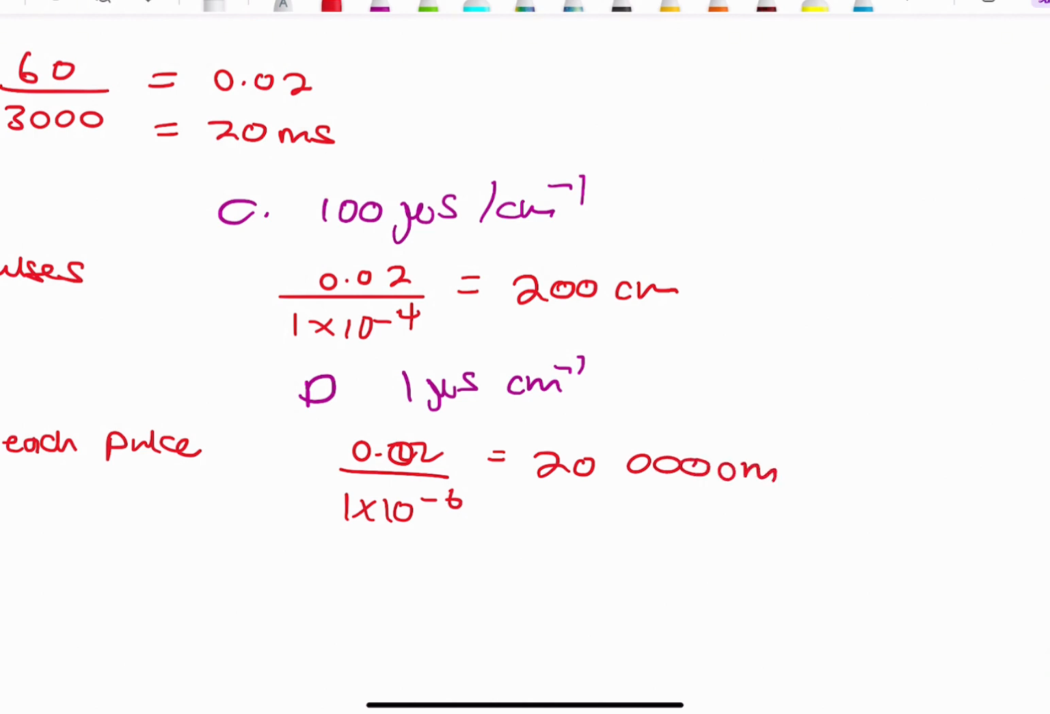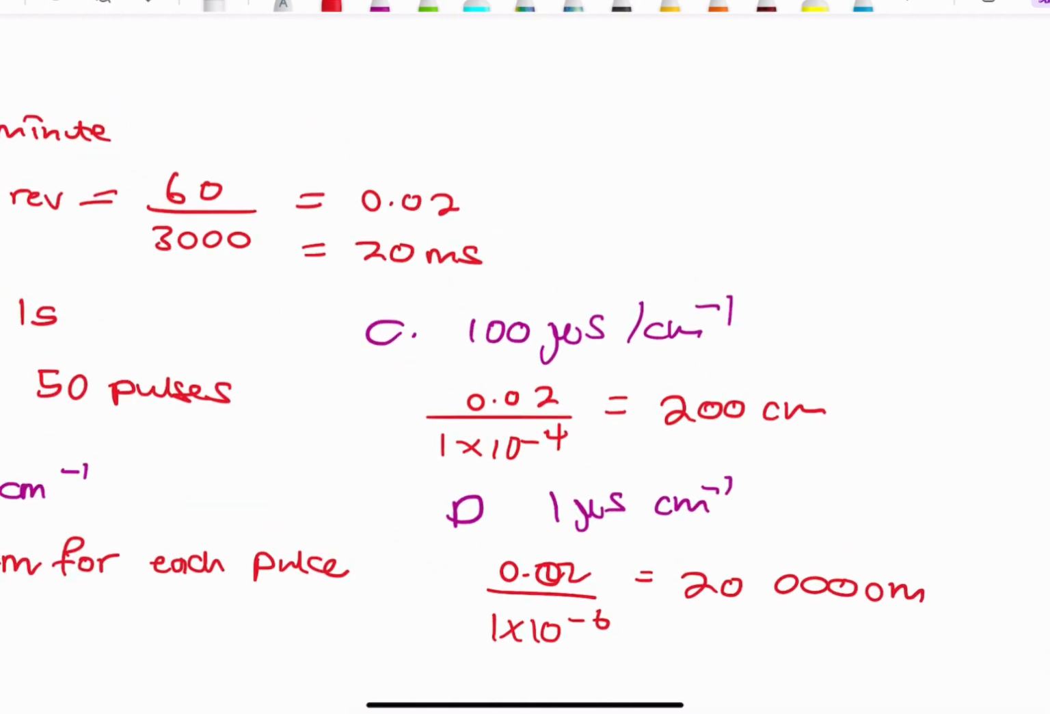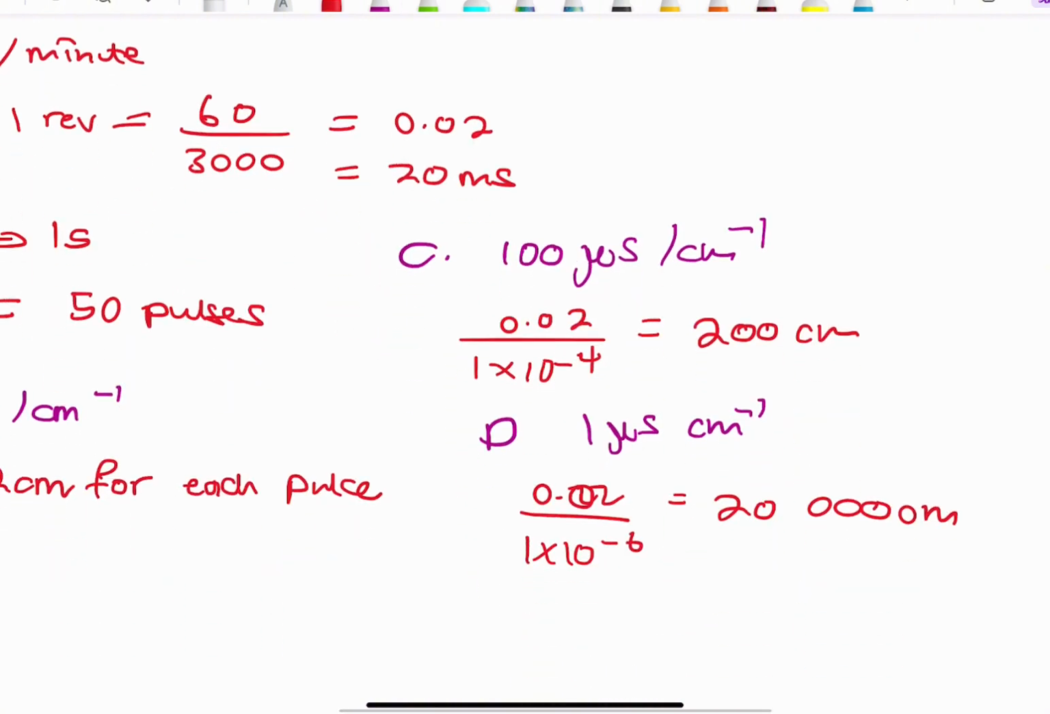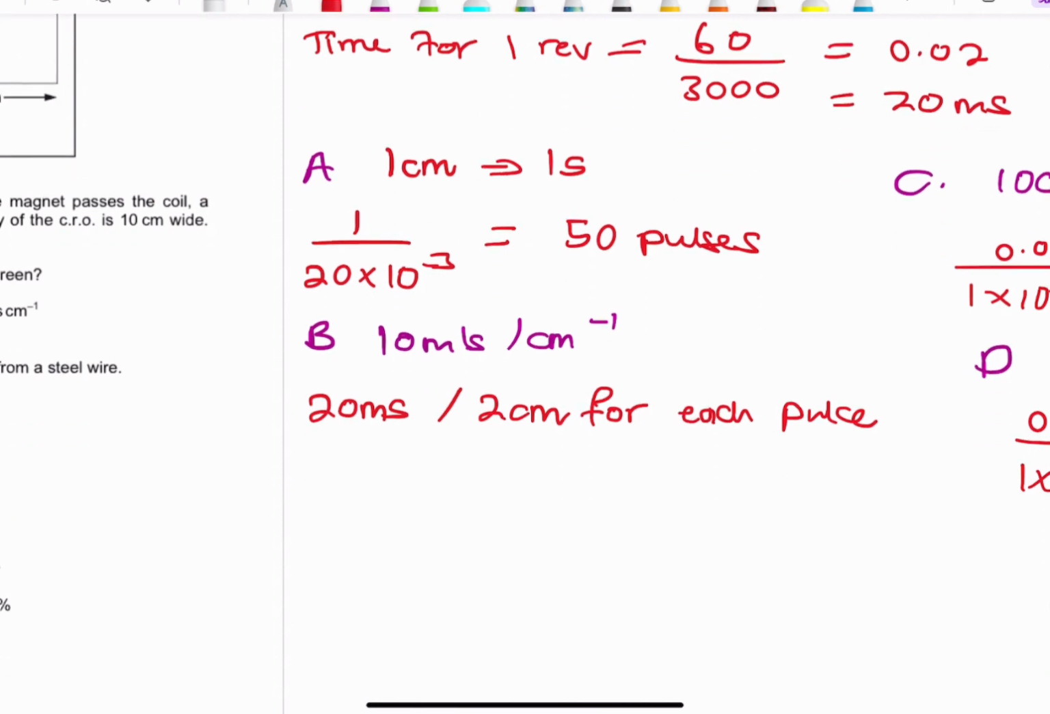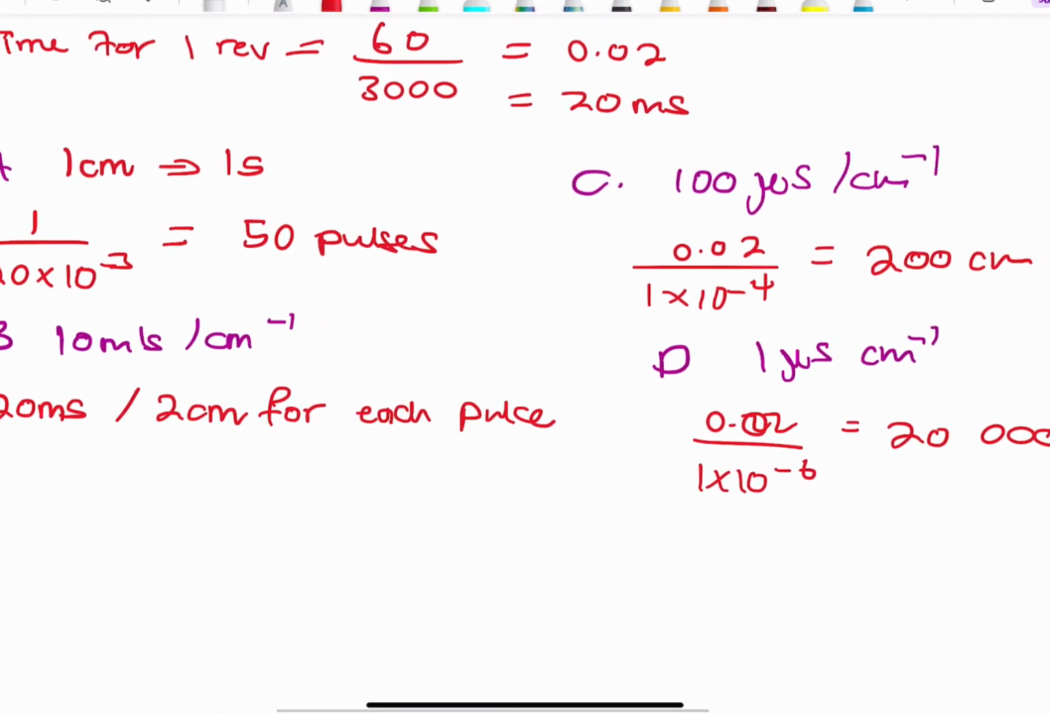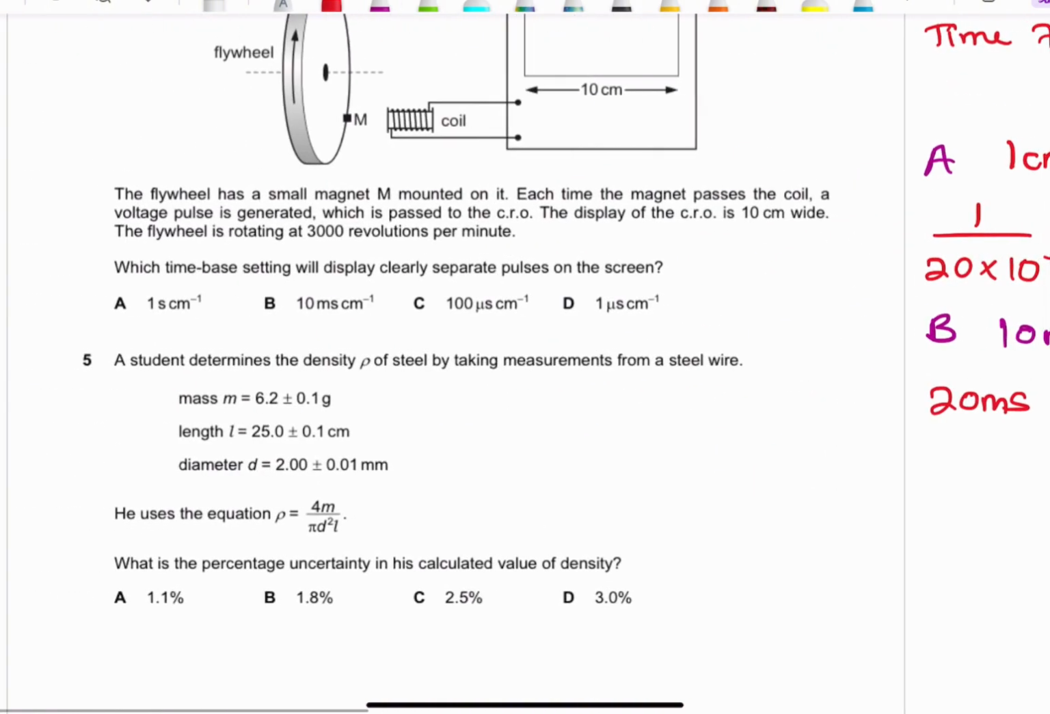20,000 centimeters. So your time-base setting is saying that in 1 centimeter, I'm going to show 1 microsecond, but you only have 0.02, meaning you need about 20,000 centimeters to show the whole wave itself, and we don't have that much space. So A is wrong because you need 50 pulses for 1 centimeter. That's too much. B is correct because you need 2 centimeters for each pulse. C is wrong because you need 200 centimeters for 1 pulse. So the answer becomes B.